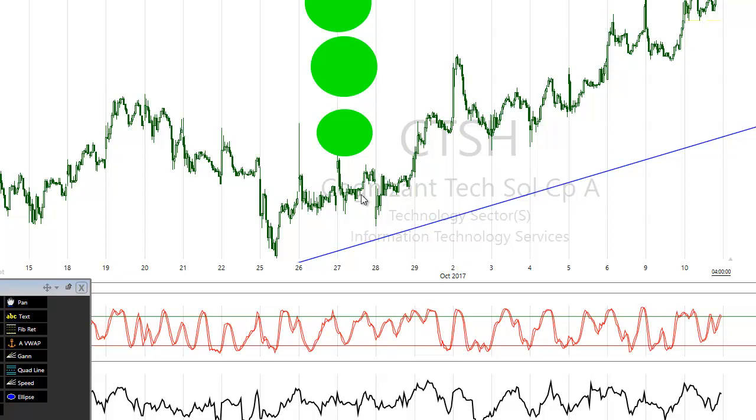So look for area wave patterns. There's another area wave pattern that we're talking about, the WXY pattern, which is a complex correction.